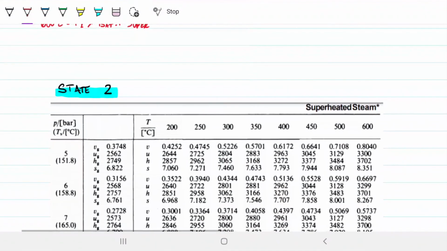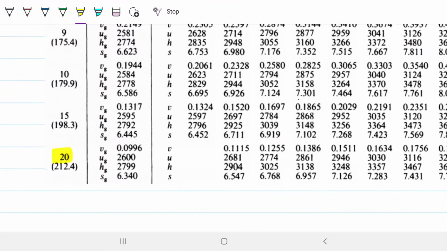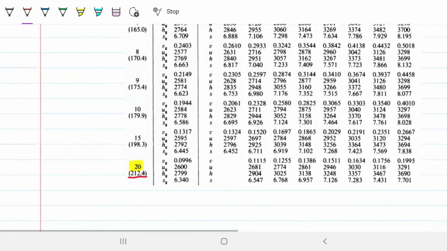State 2, same thing. I'm straight onto the superheated steam table. Again, I'm interested in 2 megapascals, so that's going to be 20 bar. And again, my Tsat is 212. My actual temperature is 350. Because 350 is greater than 212, I can be sure this is a superheated fluid, superheated steam.